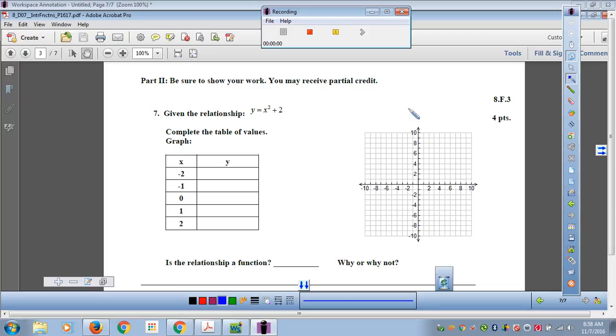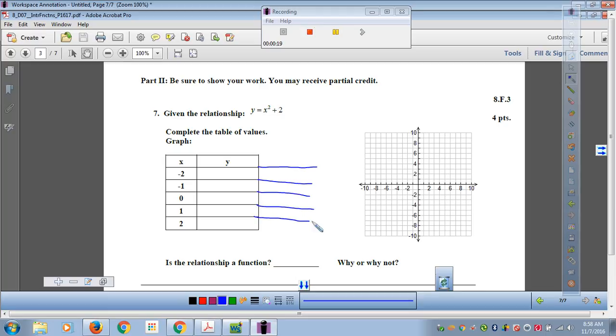Okay, now we're on to part 2 of the test, starting with question 7. Given the relationship y equals x squared plus 2, complete the table of values, and then we're going to graph it. Now, to show our work, I'm going to extend the table. You can do this on either side. And no, it doesn't have to be perfect, although it's nice to keep it neat.